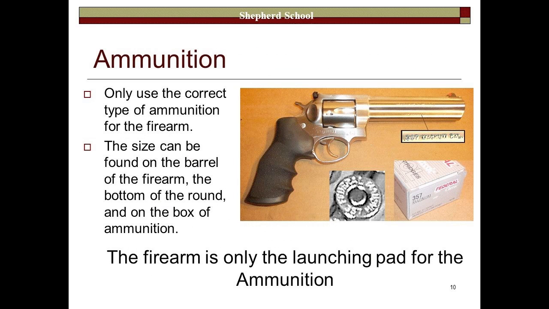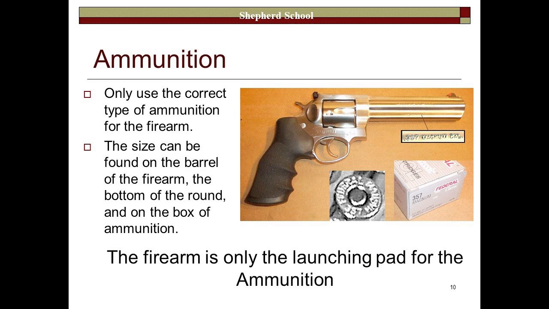You want to make sure that you only use the correct ammunition for your gun. A lot of times, differing size ammunition will chamber in your gun. For instance, you could put a 9mm round in a 40 caliber semi-automatic, but the round is not big enough and can actually explode inside the chamber. So you want to make sure that you use the right ammunition for your gun. The caliber of the firearm can be found on the barrel of the gun. It can also be found on the head or the bottom of the cartridge, and also on the box of ammunition. You want all those to match.